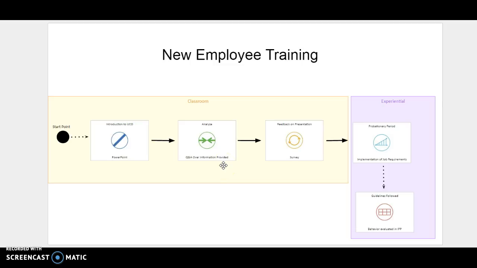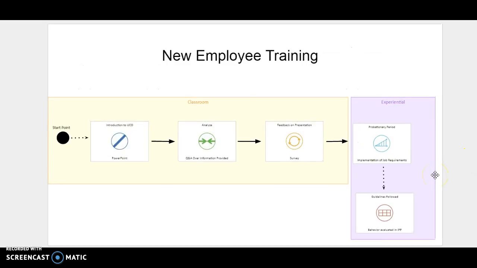answers after each department did their introduction in PowerPoint, and then the only feedback that we were able to provide was a survey. And then we switched over into our working experience and into our offices, which was more of an experiential model, and we have a probationary period, and we're supposed to practice our job requirements, and once we show evidence that we have followed those guidelines, then our behavior is evaluated in an IPP process.